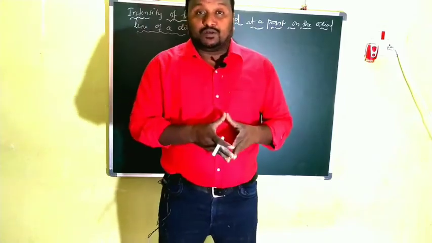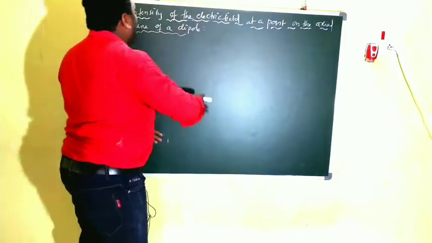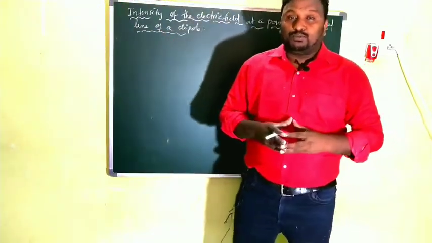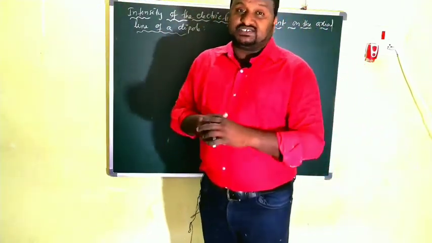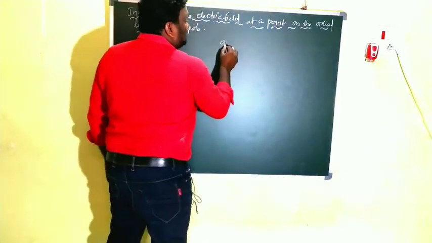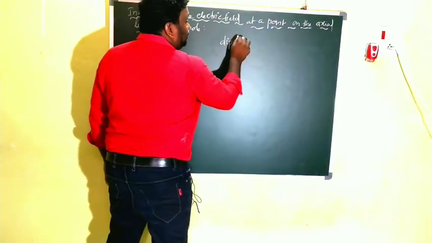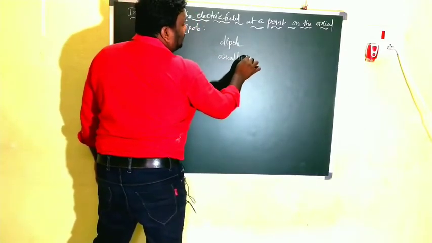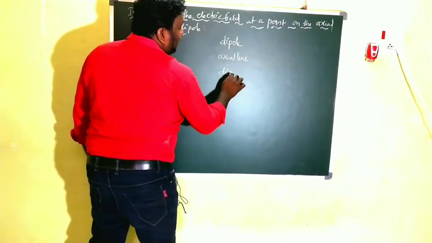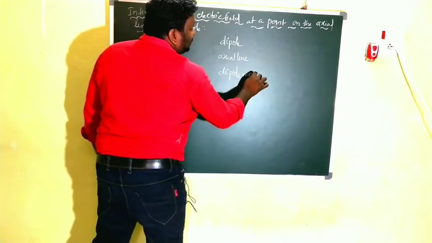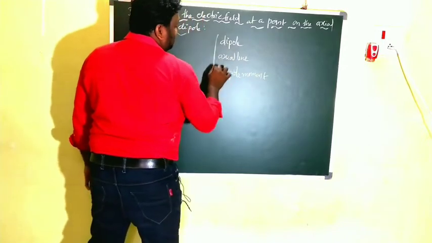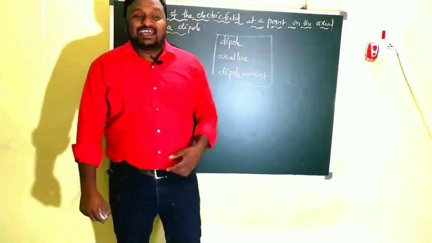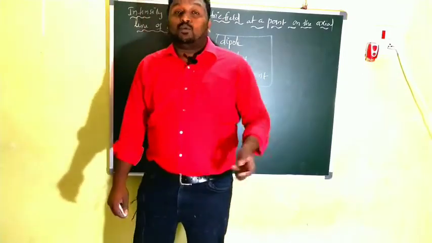So I am going to the topic now. What is our topic today? Intensity of the electric field at a point on the axial line of a dipole. First you have to know about three things: what is meant by a dipole, what is meant by an axial line, and what is meant by dipole moment. You must know about these three things first.